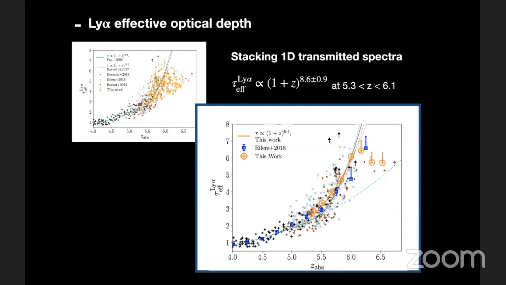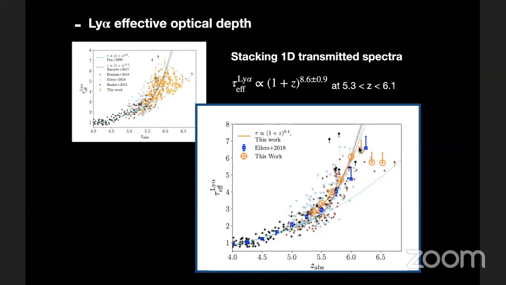So to improve the signal-to-noise ratio of our data, and also to reduce the contamination from the skylines, I did a stacking of the 1D transmission spectra. I stacked the 1D spectra from our sightlines and got a stacked spectrum, and measured the effective optical depth from the stacked one, and got these orange open circles. This is the measurement here, and now we get a good measurement around redshift 6. So we can see we have already improved the measurements at this redshift. And based on this measurement from the stacked spectra, combined with the result from Eilers 2018, we get the best fit evolution model at redshift 5.3 to 6.1.